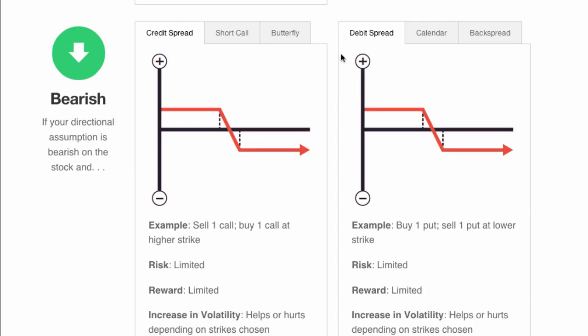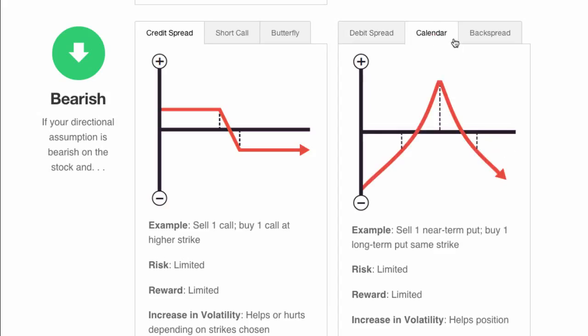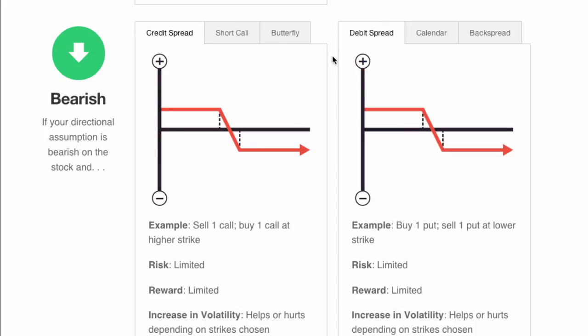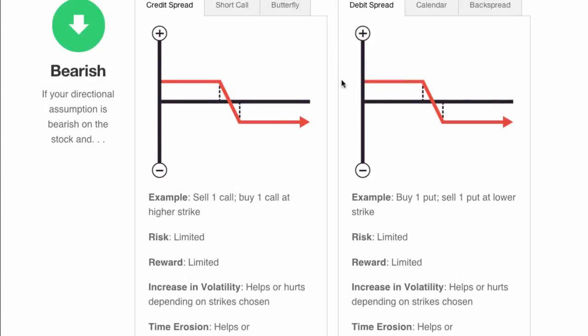So instead, what we're going to do is focus on these three here, which are our calendar, our debit spread, and our back spread. Now, in this case, we could have traded the calendar for sure. We could have absolutely traded the calendar. We could have traded the back spread, or whatever the case is. But in this case, we actually chose to go with the debit put spread. So right below, it actually shows you exactly how we set up this trade. So we're going to buy one put, and then we're going to sell one put at a lower strike.